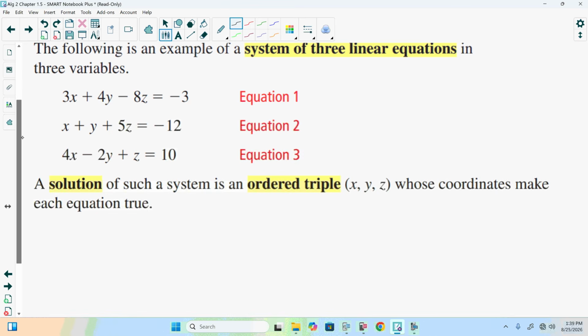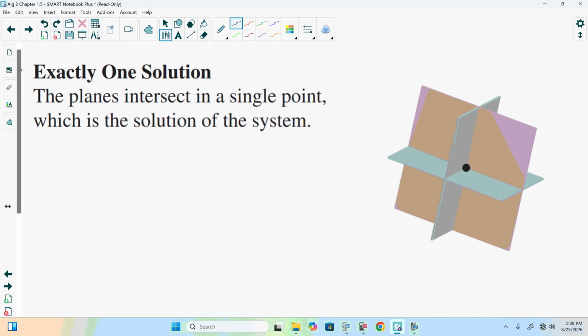Now, the solutions we get for this come in one of 3 forms. The first one is that we have exactly one solution. We have a singular point where all 3 equations, because an x, y, z is a plane, cross. They're all going to cross in exactly one point, and that solution, that x, y, z point, will make all 3 statements true.